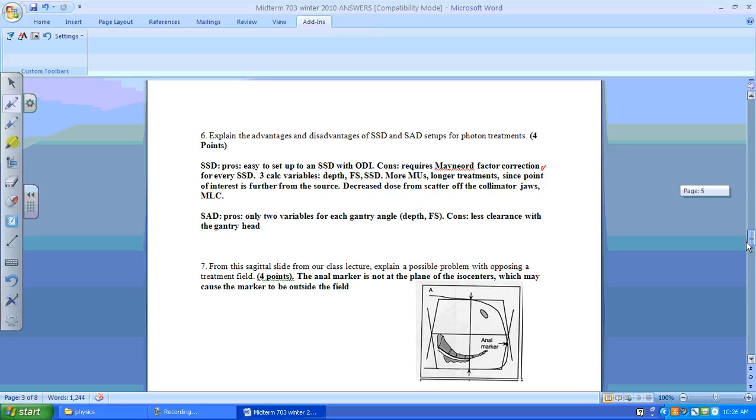SAD, pros: only 2 variables to worry about. That's depth and field size. Cons: less clearance with the gantry head.